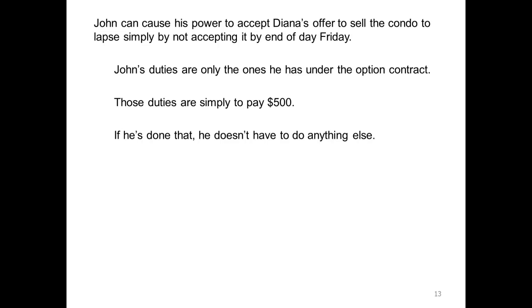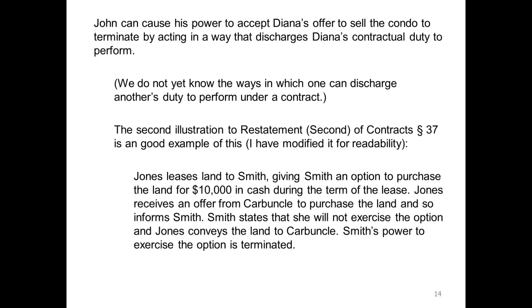John's duties are only the ones he has under the option contract. Those duties are simply to pay $500. If he's done that, or if he's even promised to do that, he's formed the contract and he doesn't have to do anything else. But John could cause his power to accept Diana's offer to sell the condo to terminate by acting in a way that discharges Diana's contractual duty to perform.